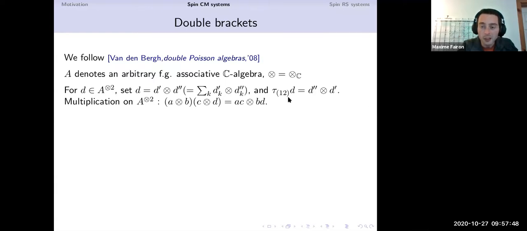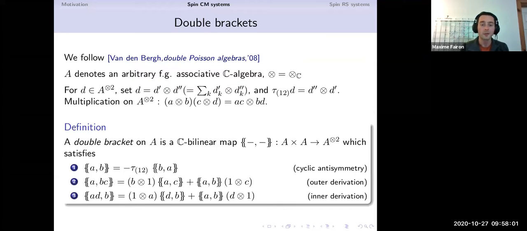And some other notation, this tau_{1,2}, which is just swapping the two elements in the tensor product, and then there is an obvious multiplication of this algebra. So given all these things, we can define the double bracket. Okay, so what is it?